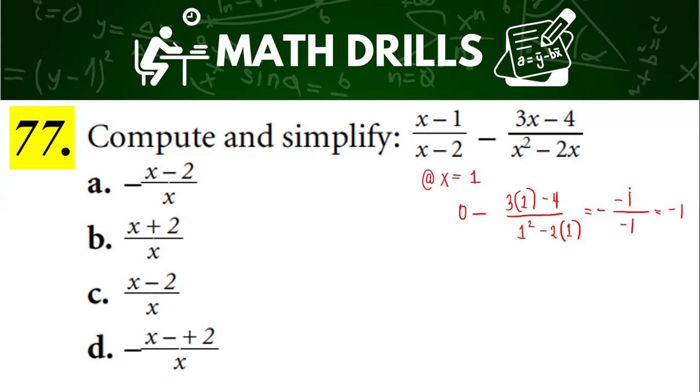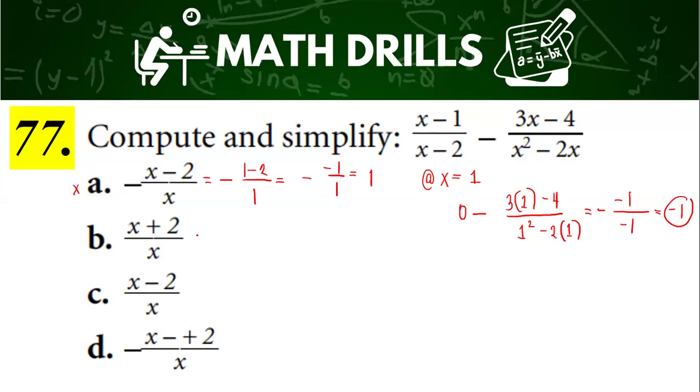Let's find the answer among our choices. Again, it should also be negative 1. For letter A, we have negative 1 minus 2 over 1, so negative 1 over 1. Negative times negative will be positive 1, so it's not letter A.